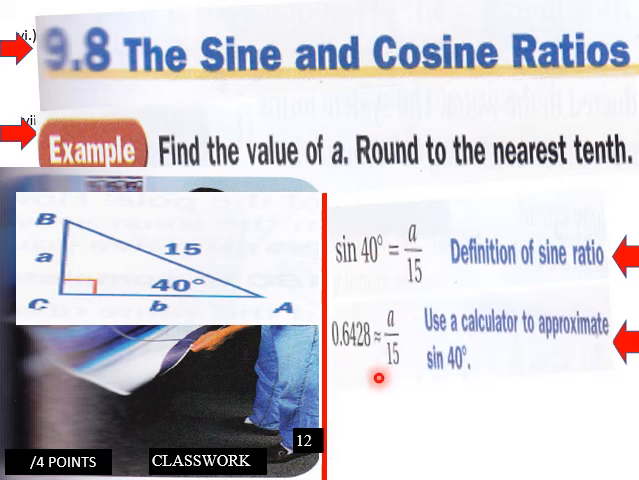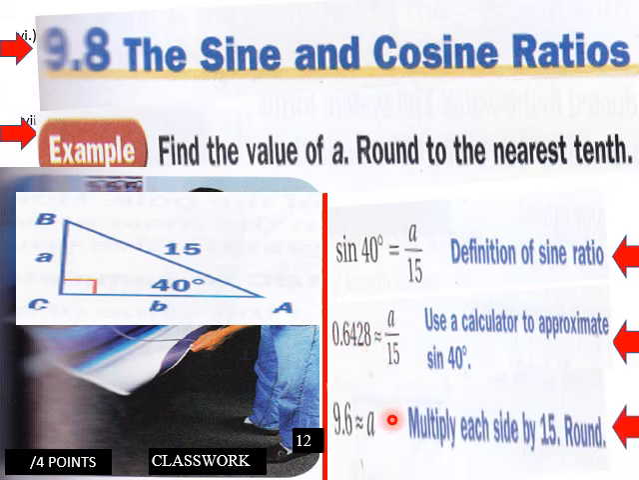What is the sine of 40? It is 0.6428 equals A over 15. And then we're going to solve for A. So we multiply 15 times that and we get 9.6, which will now equal A. So there's the length of A. Multiply each side by 15.